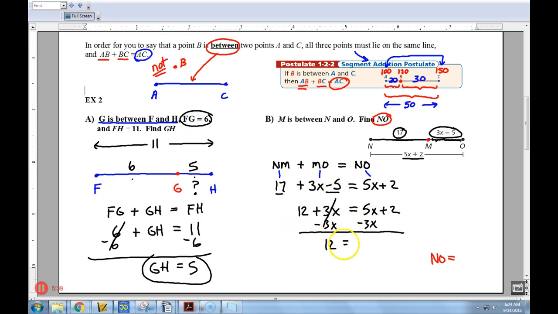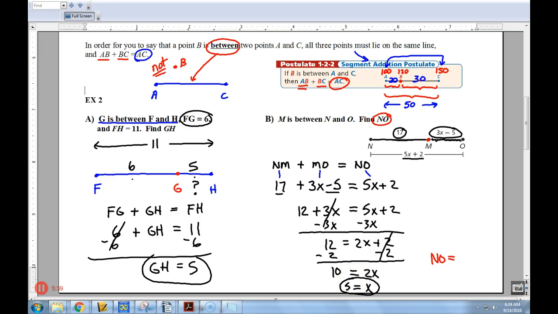So I bring the 12 down and then I have 2x plus 2. So I have all my x terms on the right. I want to get all my constants, or my number terms, on the left, so I'm going to go minus 2, minus 2. And I got 2x equals 10. Now I'm going to divide both sides by 2, or in my head, 2 times what is 10? X equals 5. Now that's not the answer to the question.